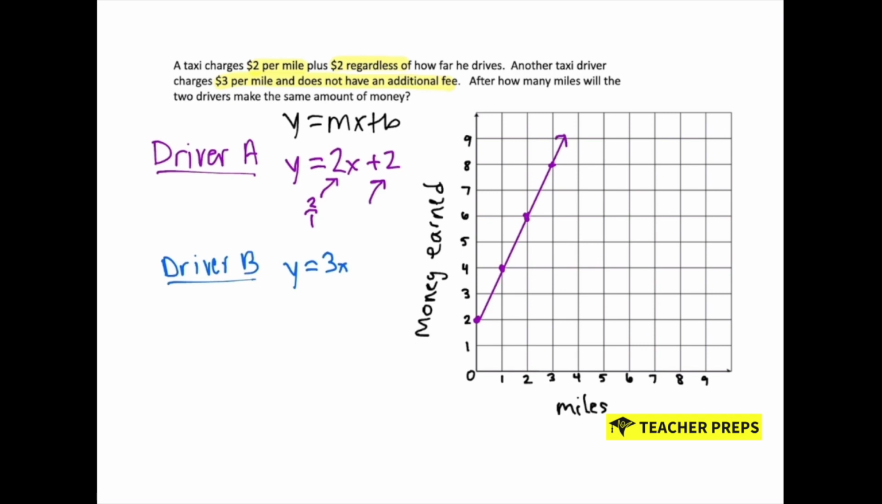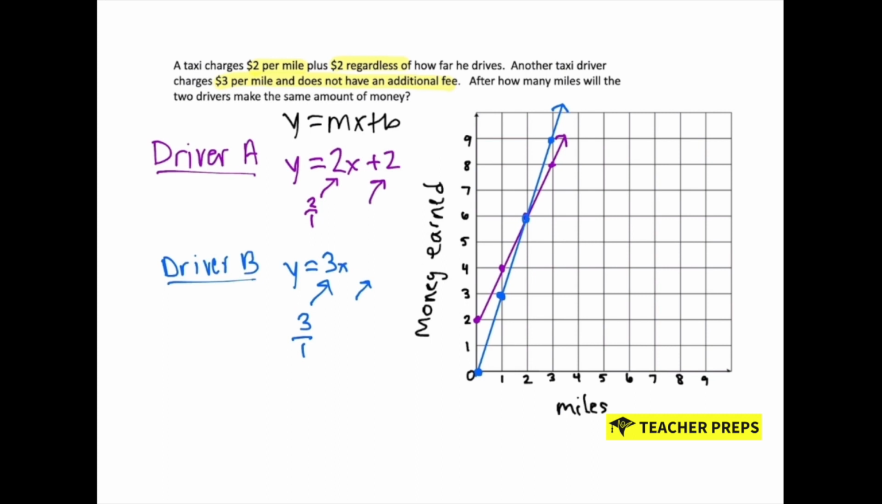Let's do the same thing for driver B. Driver B does not have a y-intercept, so we're going to start at 0. We need to write the slope as a fraction, so that's 3 over 1. So driver B's line is going to go up 3 and over 1, up 3 and over 1. We can connect the points, and now we have driver B's line.